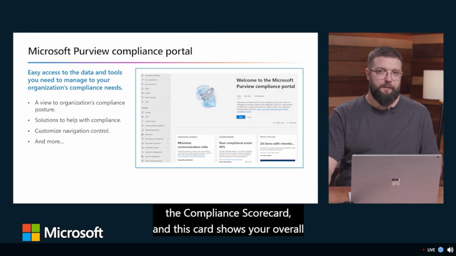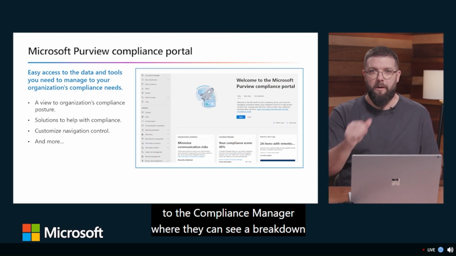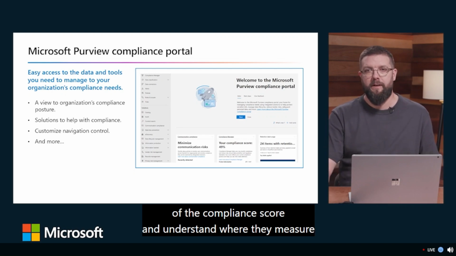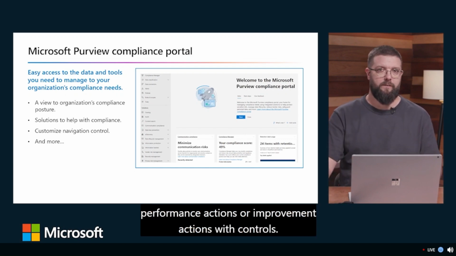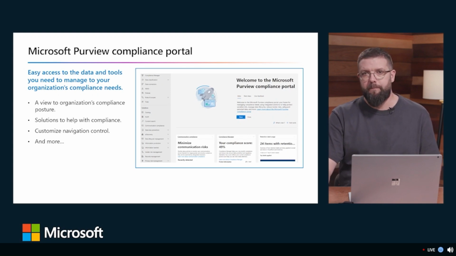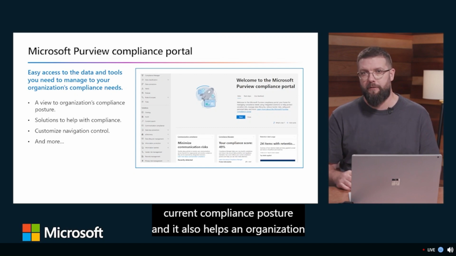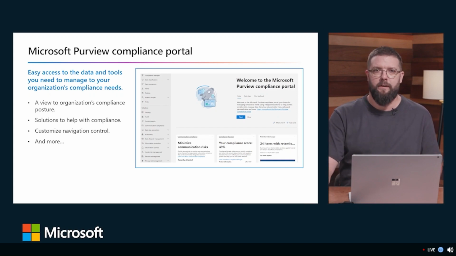There's also the Compliance Scorecard, and this card shows your overall compliance score and will forward admins to the Compliance Manager where they can see a breakdown of the compliance score and understand where they measure and how they can improve and complete recommended performance actions or improvement actions with controls. So the score essentially helps an organization understand its current compliance posture, and it also helps an organization to prioritize actions based on their potential to reduce risk.